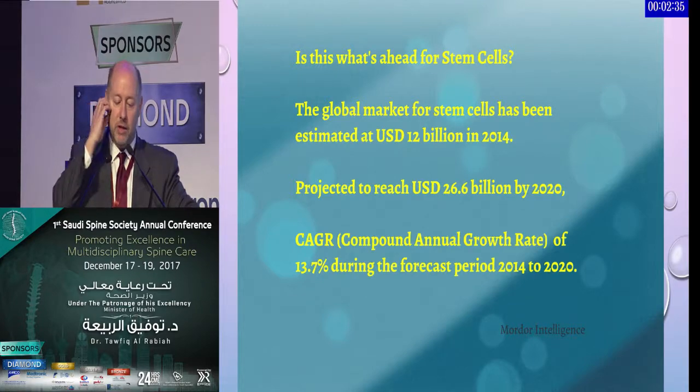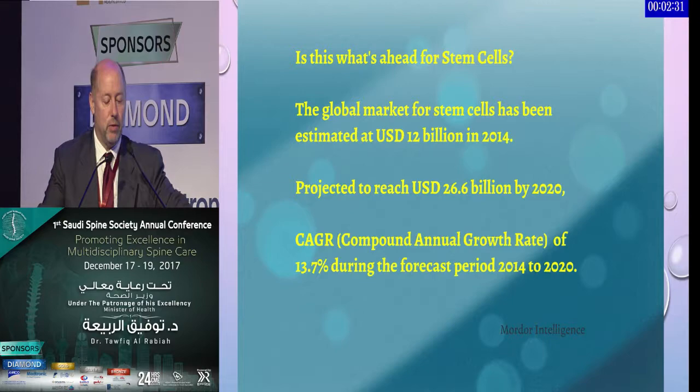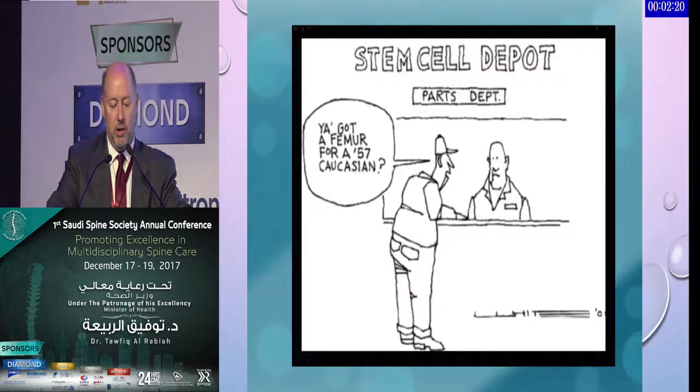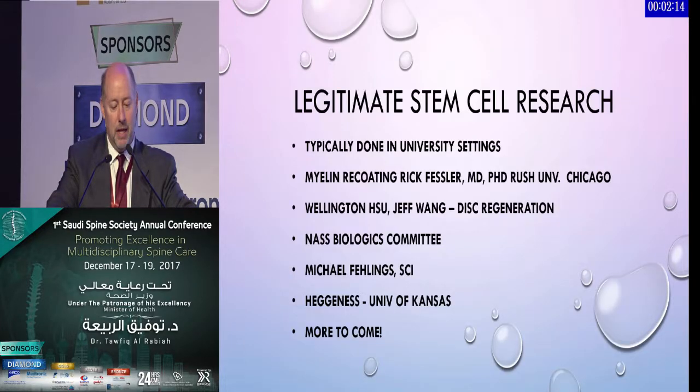So what's ahead? Well, the global market for stem cells has been estimated in the U.S. at $12 billion. That was in 2014. It's projected to reach $26.6 billion by 2020, which is a very healthy return rate, 13.7%. We'd all like to get that on our money. So is this the future? You're going to go to a stem cell depot for a part for your body?